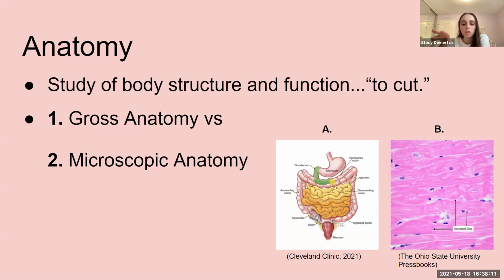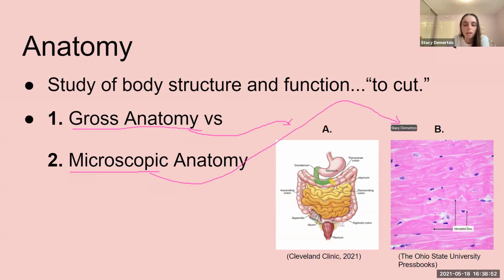I have 2 images on the right, and I want you to tell me, feel free to unmute or put it in the chat, which image represents gross anatomy and which image represents microscopic anatomy. You can match the number to the letter. I'm seeing a lot of you in the chat saying that gross anatomy is image A and microscopic anatomy is image B.